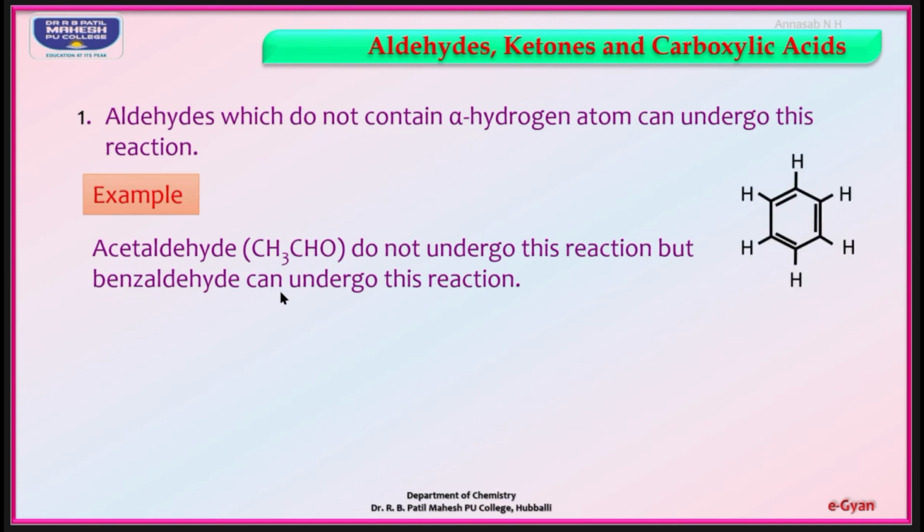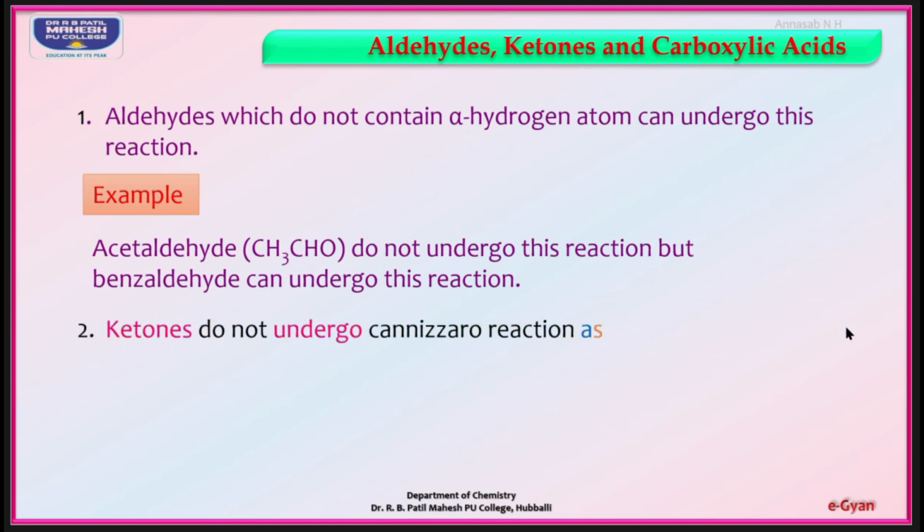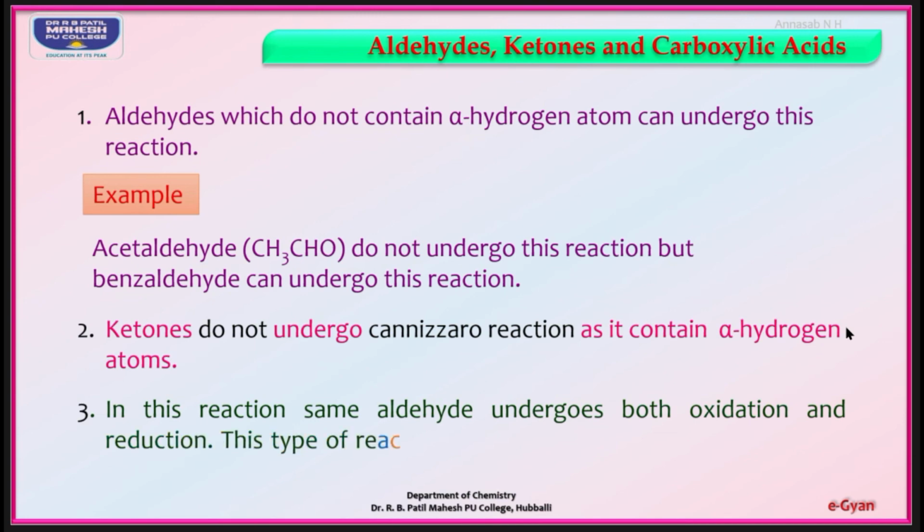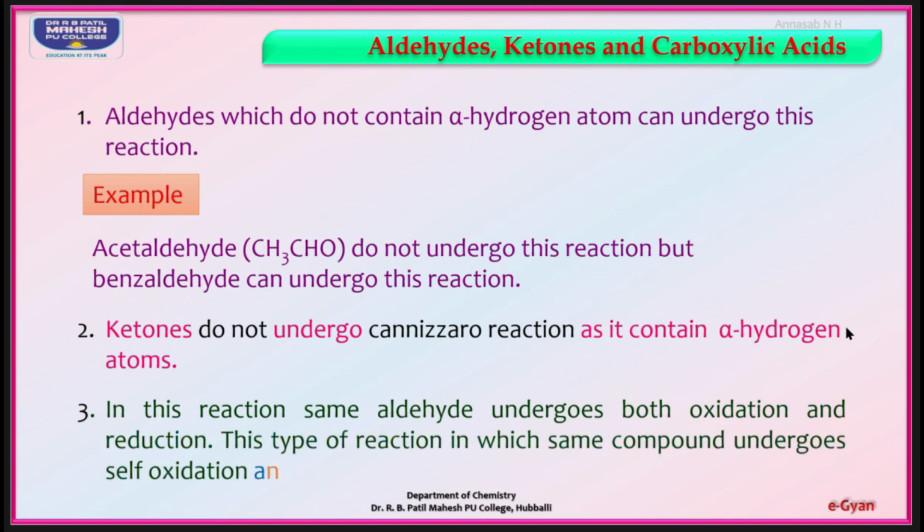Benzaldehyde is a benzene ring C6H6. One of the hydrogen atoms is replaced by CHO, and this CHO is attached to a carbon atom where there are no other hydrogen atoms. Next one, ketones do not undergo the Cannizzaro reaction as they contain alpha hydrogen atoms. In this reaction, the same aldehyde undergoes both oxidation and reduction. This type of reaction in which the same compound undergoes self-oxidation and self-reduction is known as a disproportionation reaction.